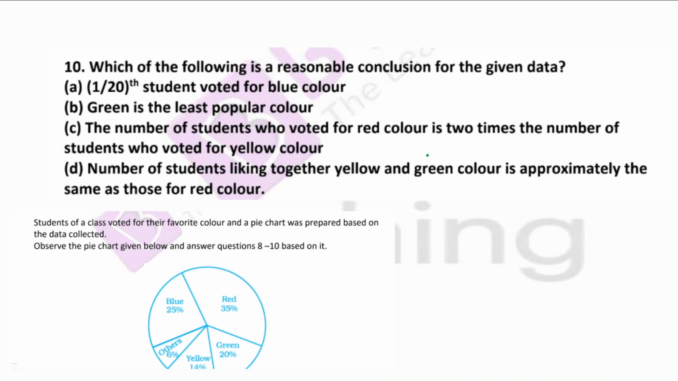Resume. Okay, let us go to the next problem. Read the question and work out the solution. Pause.